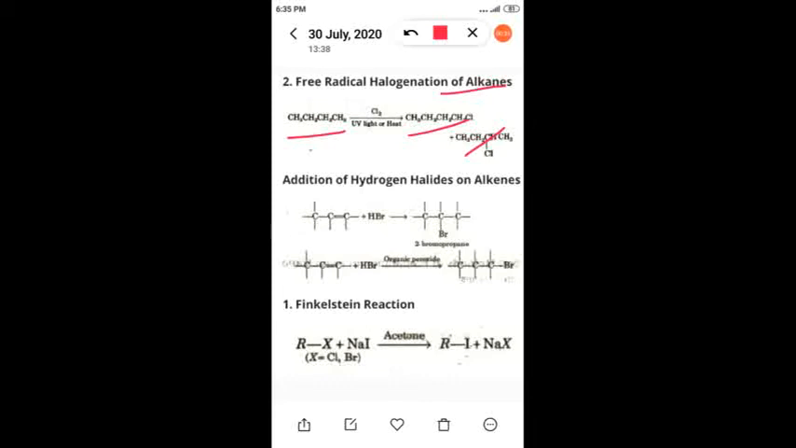Now addition of hydrogen halide to alkene. See here there is a double bond, propene. When it reacts with HBr, there is a formation of 2-bromopropane. It follows Markovnikov's rule.